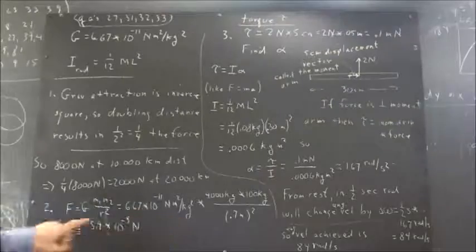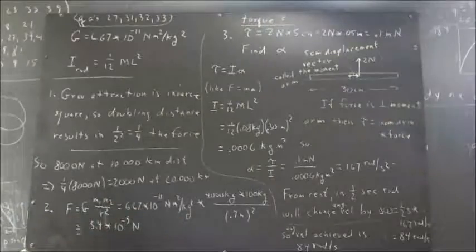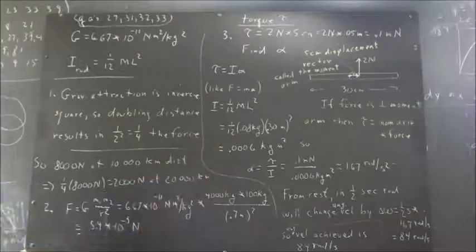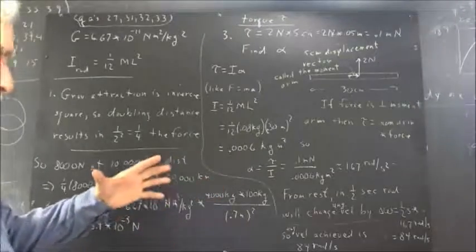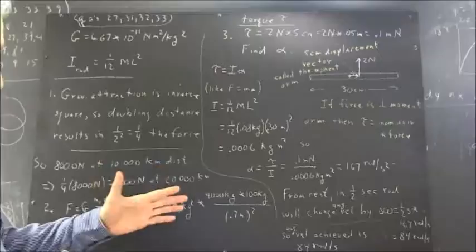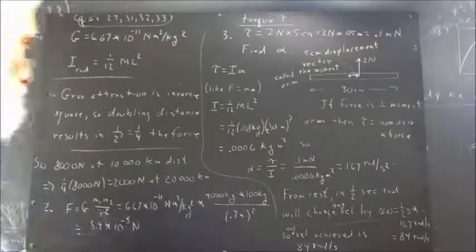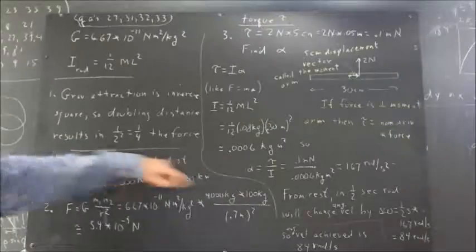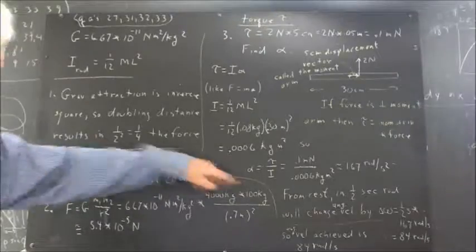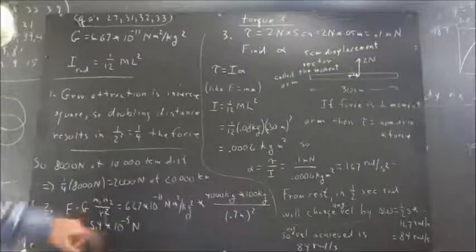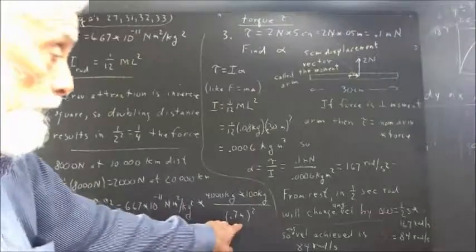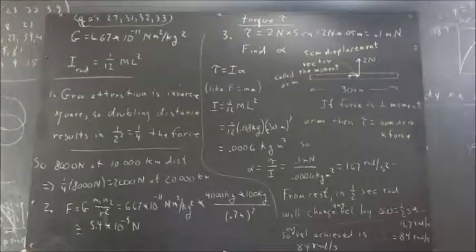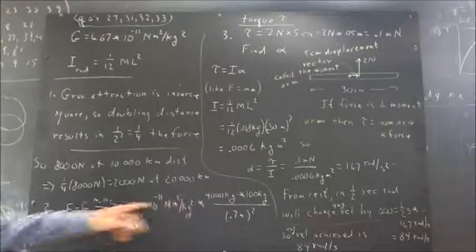Here, we need to use the law of gravitation. We're given a 4,000 kilogram mass and a 100 kilogram mass with their centers separated by 70 centimeters, 0.7 meters. Well, we just plug in the two masses, M1 and M2, the 4,000 and the 100 kilogram masses, and R is the 0.7 meters, and, of course, that's going to be squared. And then our universal gravitational constant.